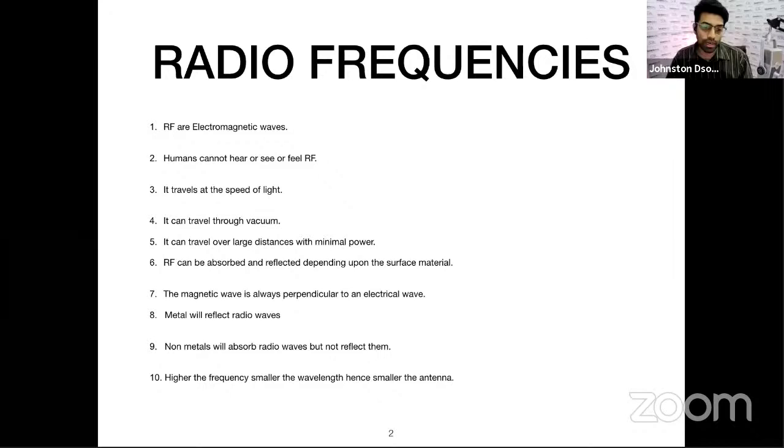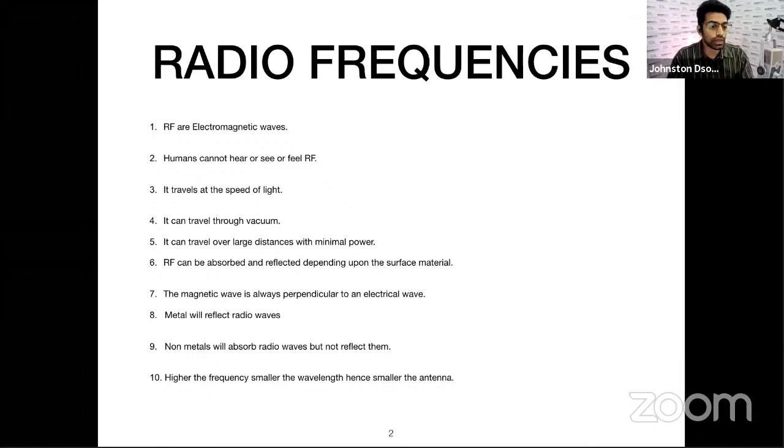Another thing you need to keep in mind is the magnetic wave. Electromagnetic wave means magnetism that is induced due to the flow of electric current. If you have an electric current flowing through a conductor, that induces a magnetic field around it, and that magnetic field is perpendicular to the flow of electrical current.